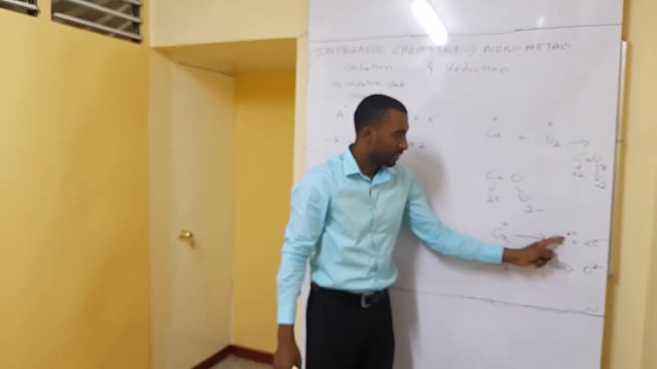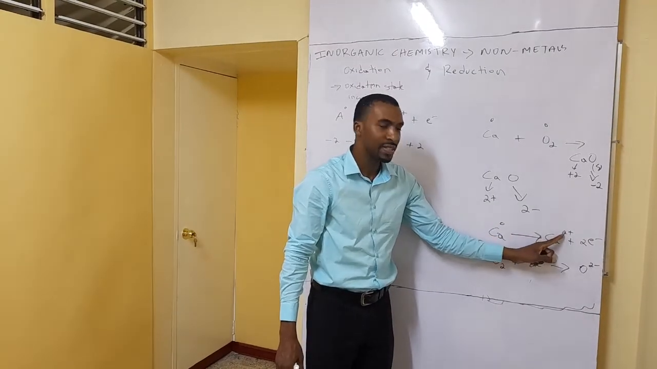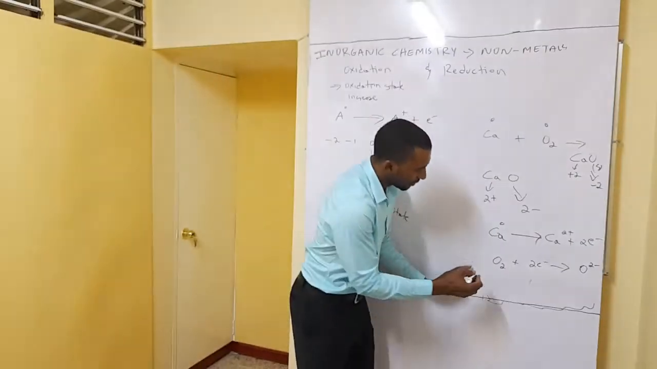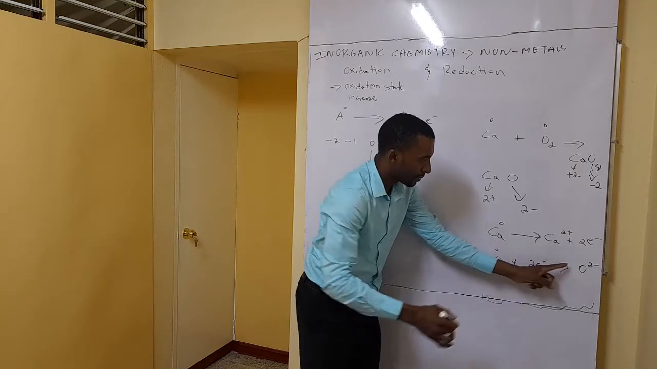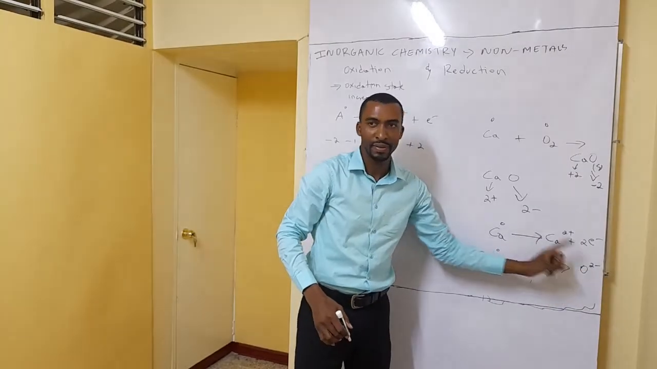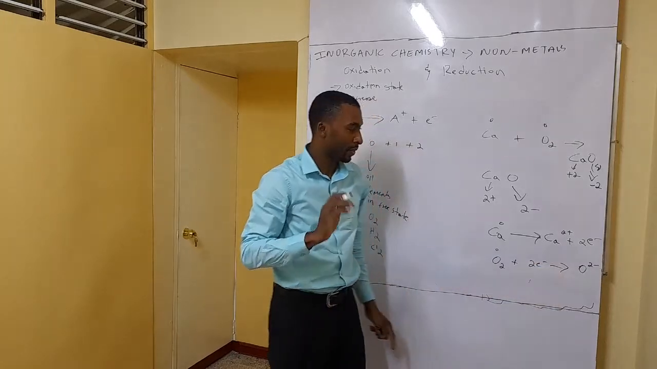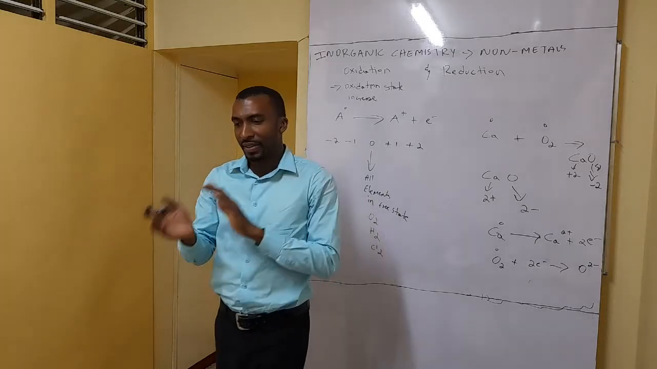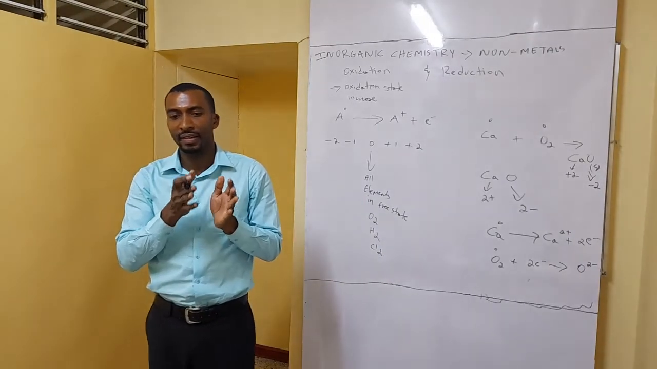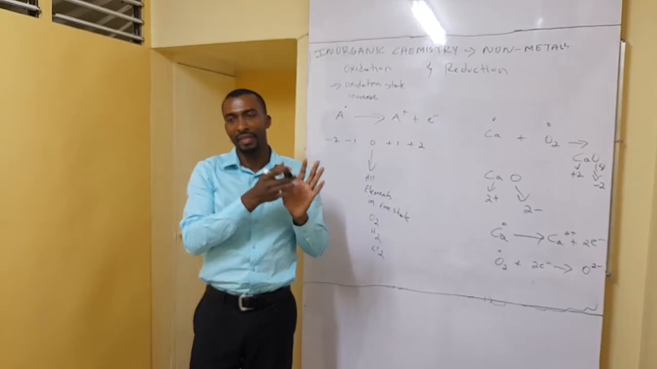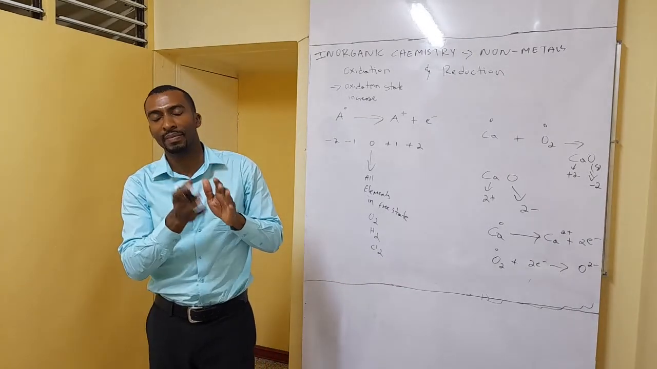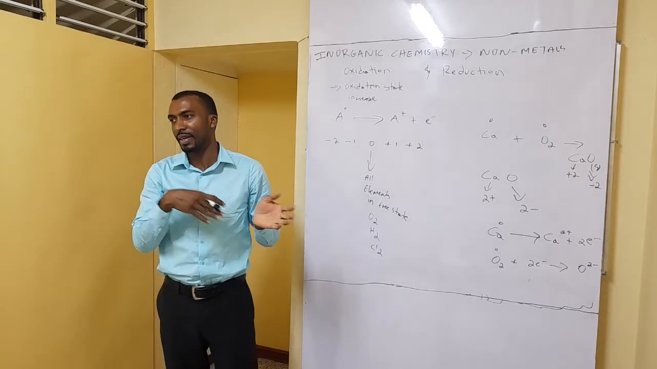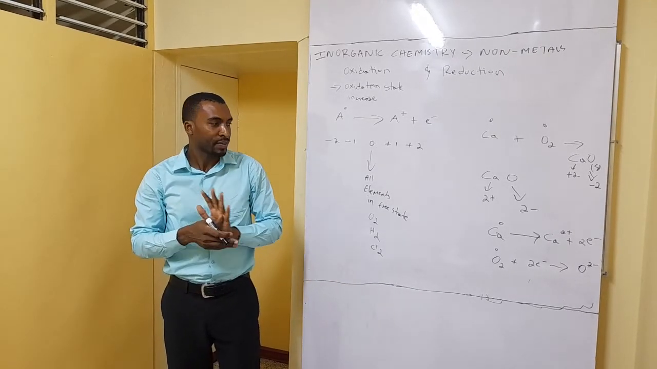So the calcium would increase in oxidation state from 0 to 2 plus, so it would be oxidized. Right? While the oxygen would move from 0 to 2 minus, so it would be reduced. Alright? Now, for our oxidation reduction reaction, one of the elements or compounds must be reduced, and the other one must be oxidized. That's how the redox reaction will work. Alright?